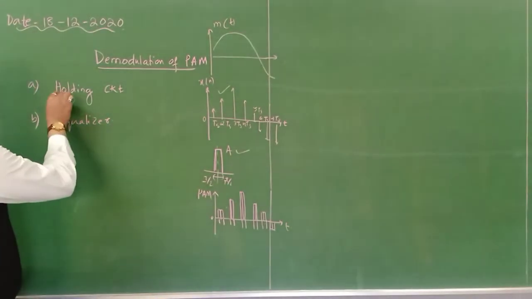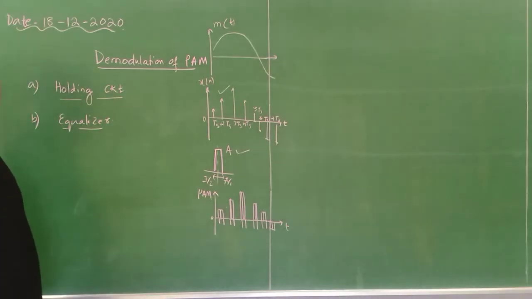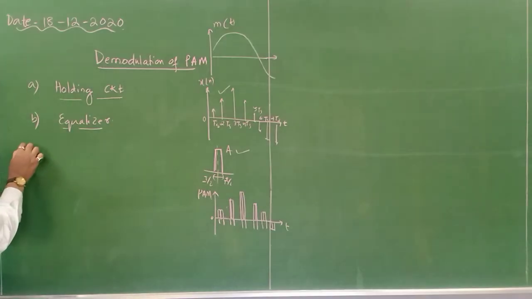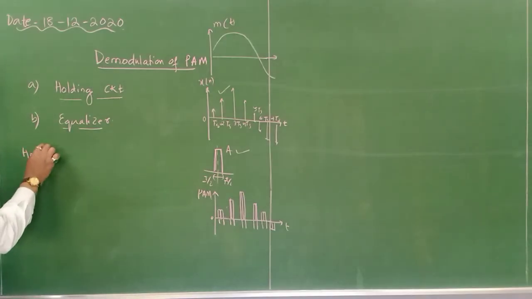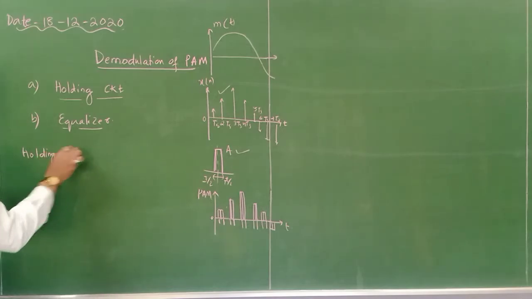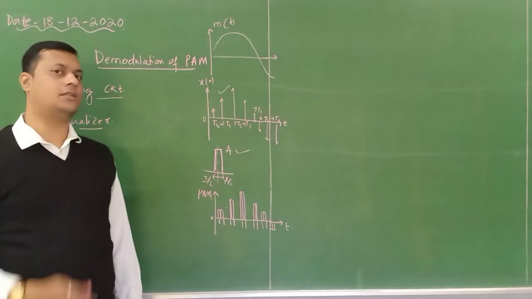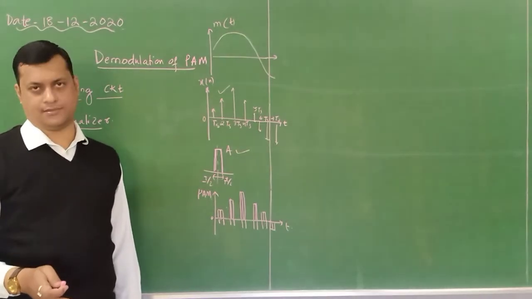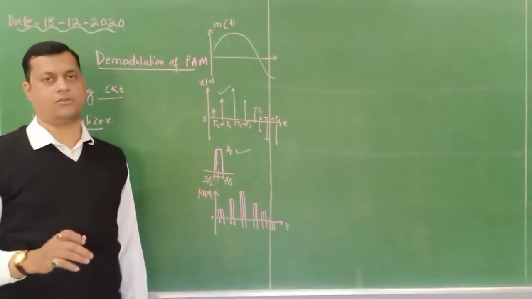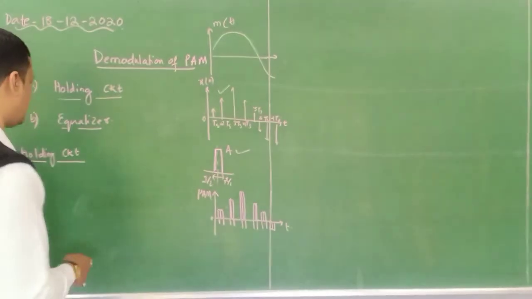That we can do with respect to two methods. One is the holding circuit and one is the equalizer. Okay. So first we will discuss the holding circuit. The holding circuit is nothing but a switch followed by a capacitance. It is a small circuit through which the PAM signal can be demodulated. Let's see how to do it.